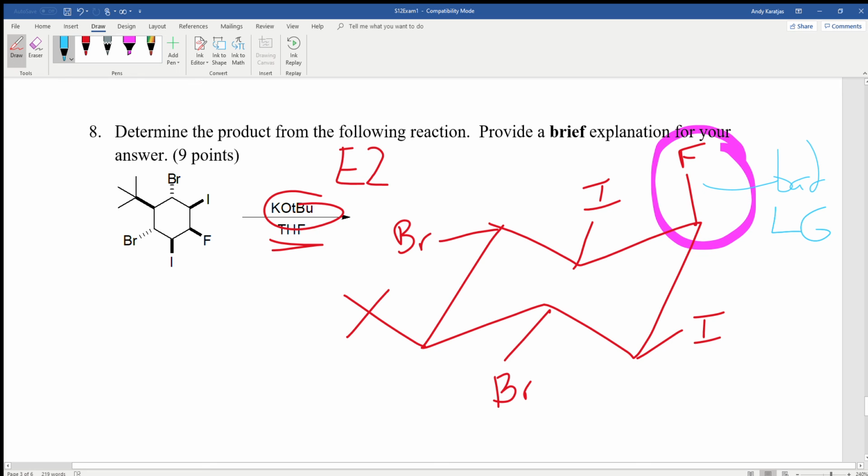Now we know that substitution can compete, but substitution isn't likely to be favorable either in this case, because potassium tert-butoxide is a very large base. So the likely result is that this reaction will just not work at all.